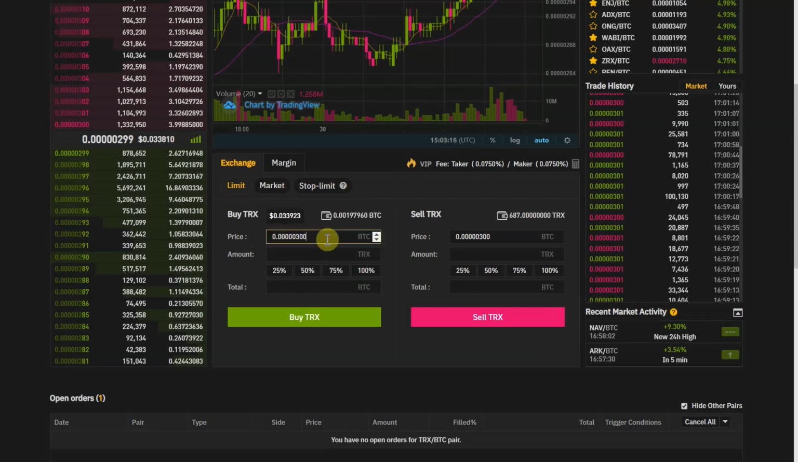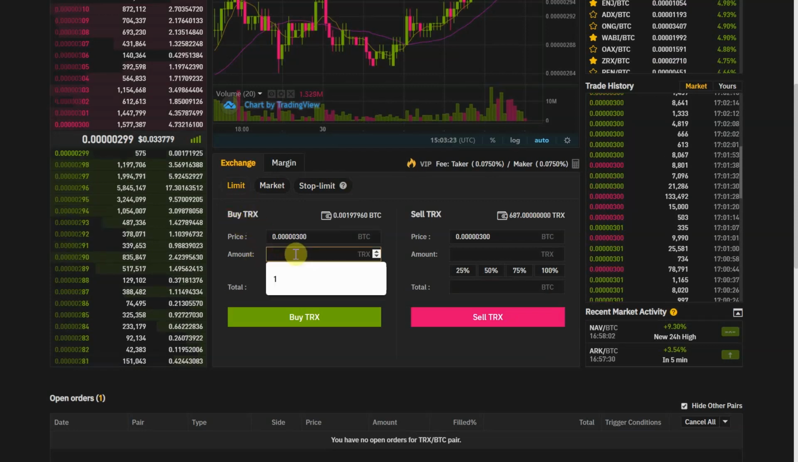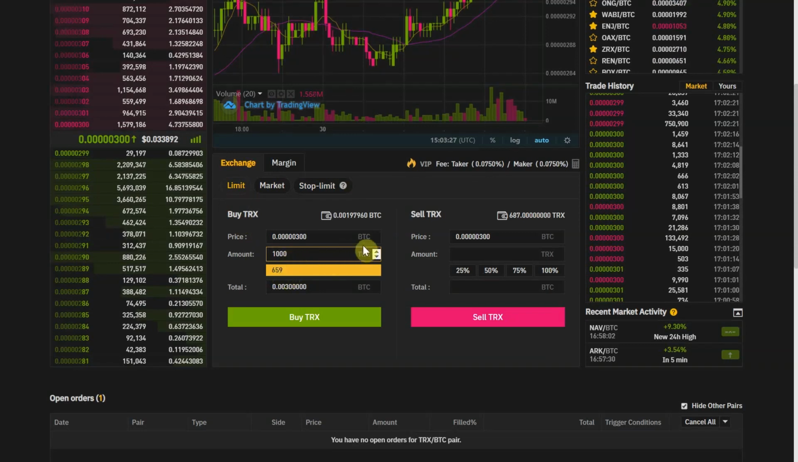it's pretty self-explanatory. This is the price at which you want to buy and how many TRX you want to buy. I don't have enough BTC to buy 1,000 TRX, but you can also use the percentages. So let's say I wanted to buy 100% of all my BTC holdings, which are here. You just click 100% and you buy at 300.